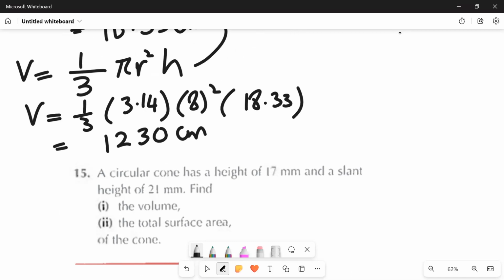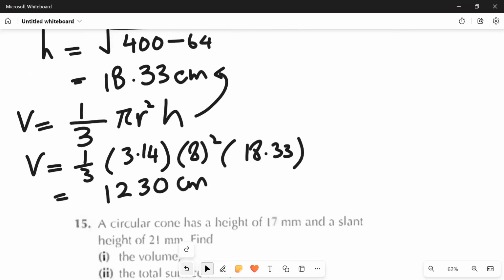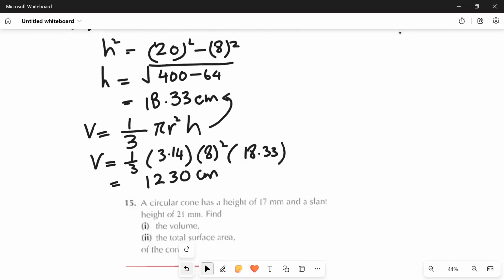Is it correct? Yes. First, take 8 square, multiply with 18.33, then multiply with 3.14 and divide it by 3. Yes, Zara. Are you solving?